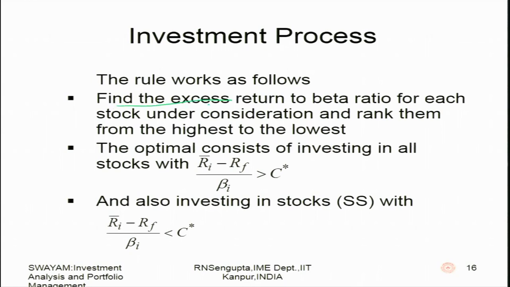Find the excess return to beta ratio, exactly the same, Ri minus Rf divided by beta, or Ri minus Rf divided by sigma. I am mentioning sigma. If you see, I have been mentioning divided by sigma time and again. Why? I will come to that later, because of two things. Number one, sigma and beta are both a different form of risk which you want to utilize to find out about the risk of the asset, point one.